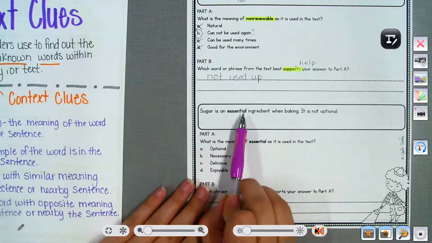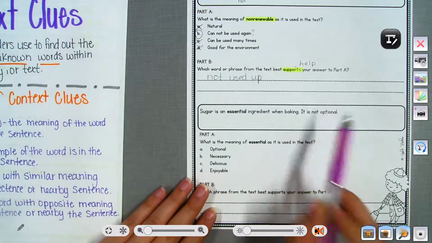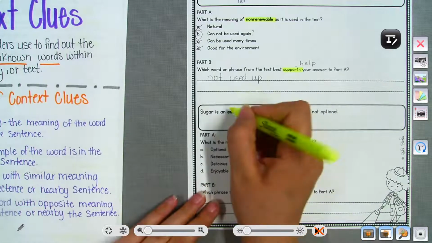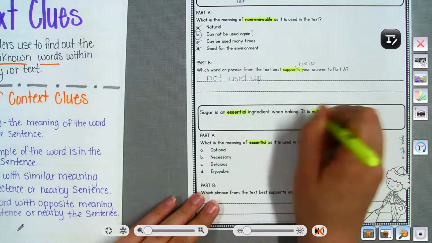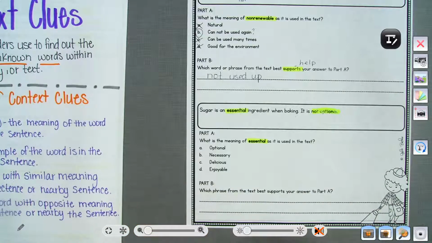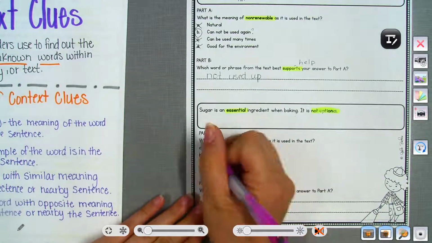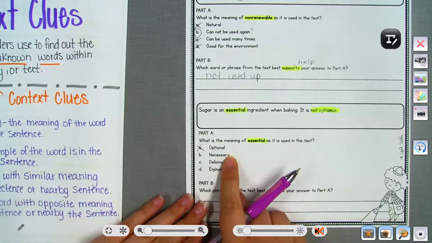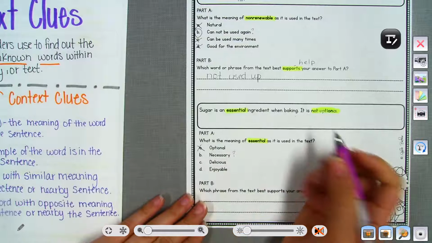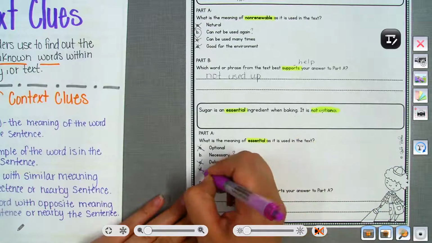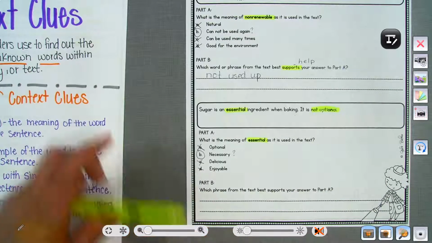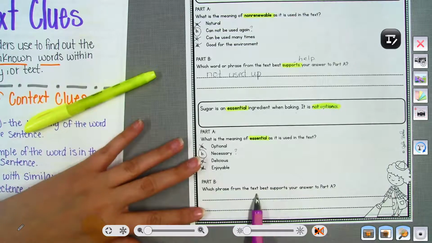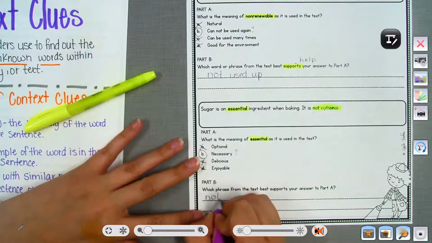Let's look at this one. Sugar is an essential ingredient when baking. It is not optional. So our word is essential. So if it's essential, it is not optional. Not optional means we have to have it. So optional, no, because we said it's not optional. Necessary, that means you have to have it, maybe. Delicious, no. Enjoyable, no. So our answer is D. Necessary. If it's essential, it's necessary. You have to have it. So which phrase from the text best supports your answer to part A? So not optional.